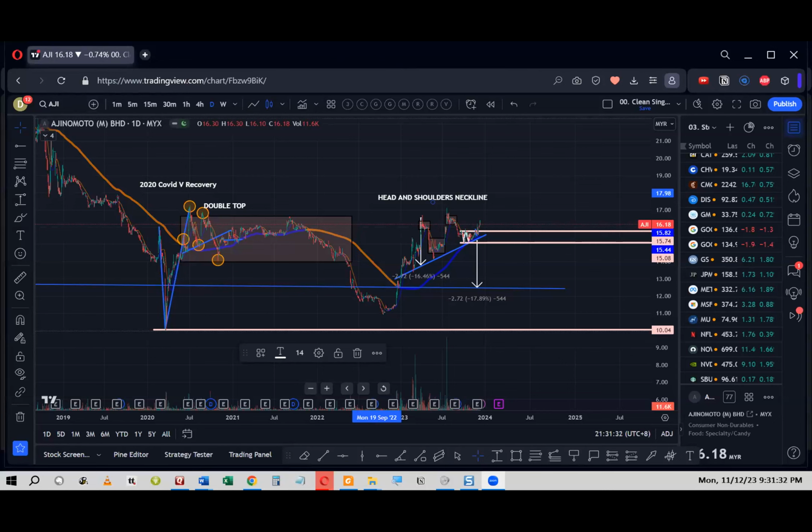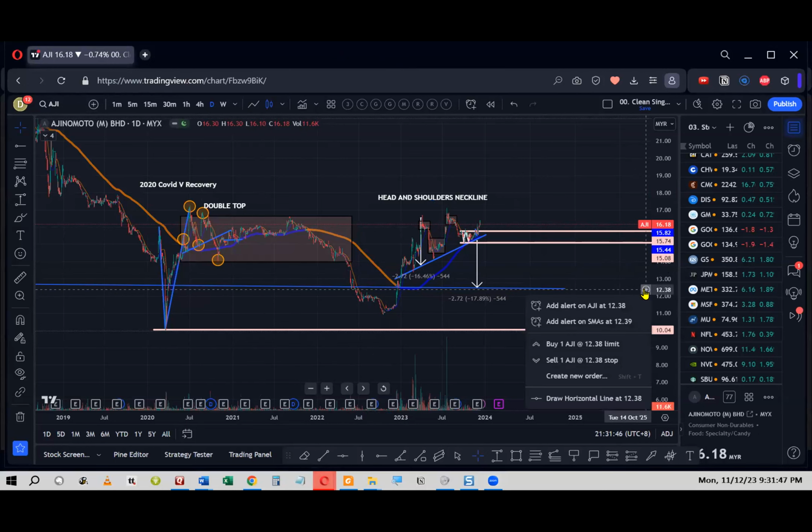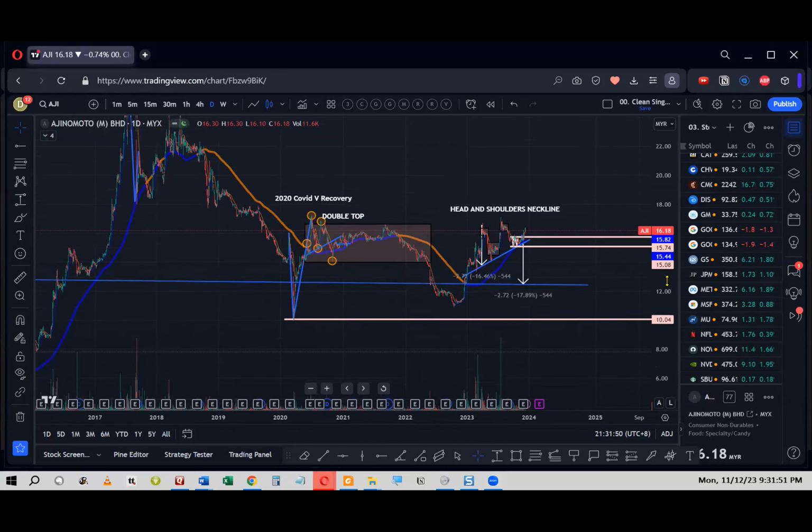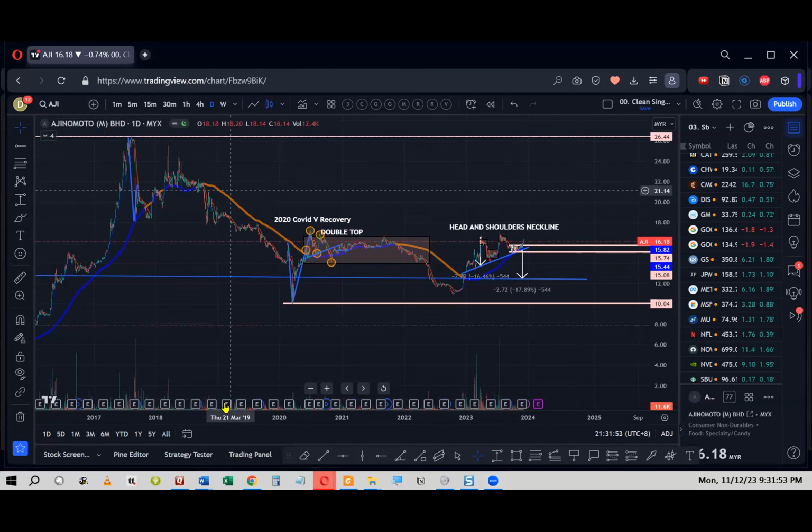Double top. So, can you see my screen? Yes, I can. Okay, this is on Aji. Wait, hold on. Can you control the zoom, or with me? Can you zoom in a little bit? Yeah. So, cannot zoom in anymore.